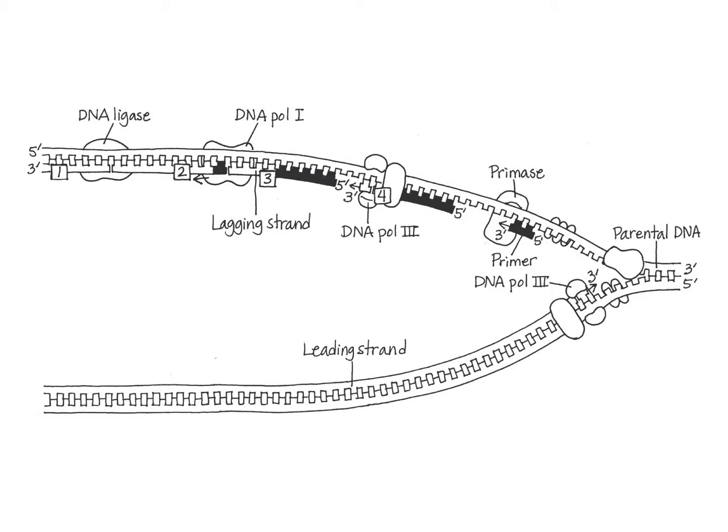So now that we know that DNA is semi-conservative, you have this parental DNA that's being unwound, and you're synthesizing new DNA on top using the old one as a template.